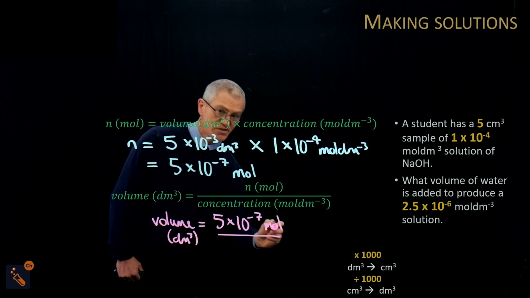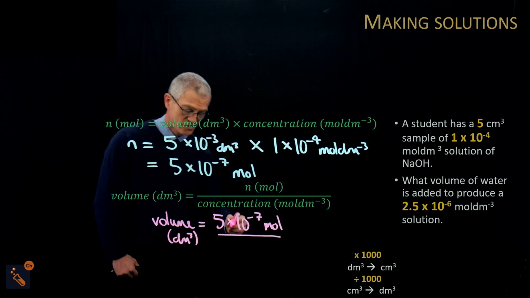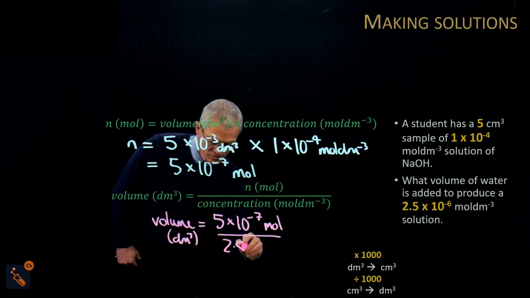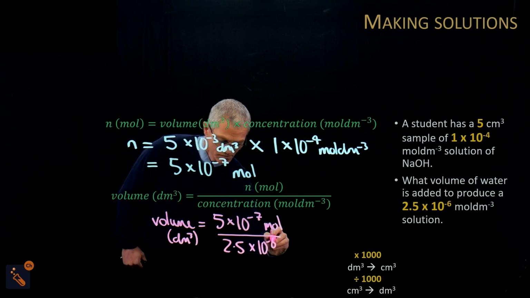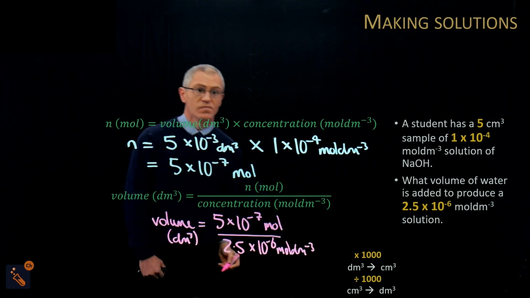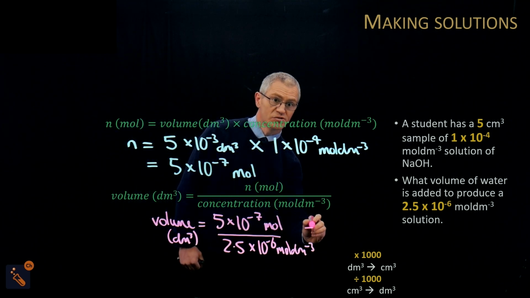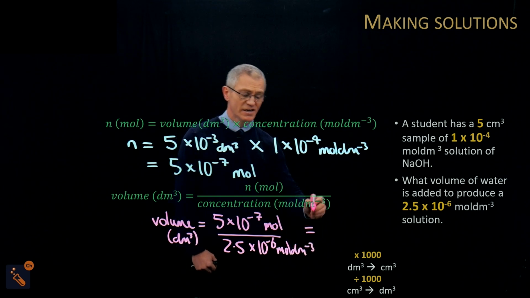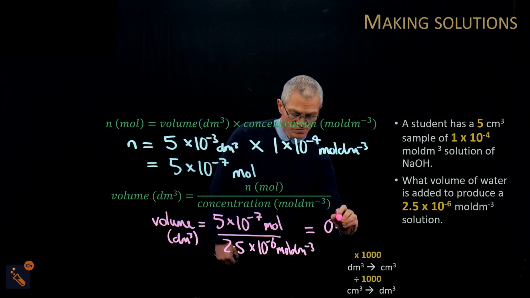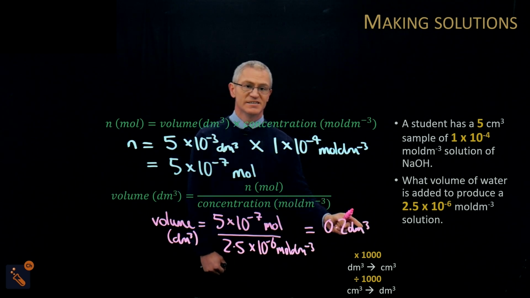Then that's divided by your concentration, the new concentration, though, which is 2.5 times 10 to the -6. And that's your number of moles divided by your concentration, which is equal to 0.2 decimeters. Again, I'm focusing on the decimeters.